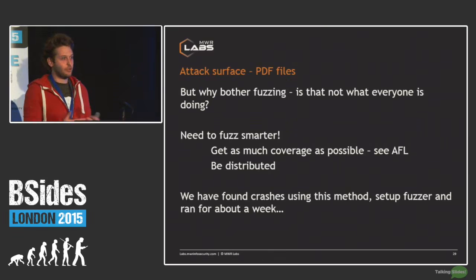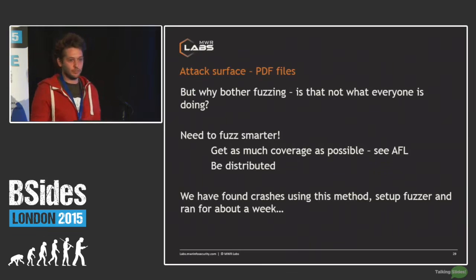manages to do. It tries to exercise as much of the code as possible, and it has a really good feedback engine in there that allows it to do that. If you're on the AFL website, you'll see all the bugs it's found in some pretty high-profile bits of software.